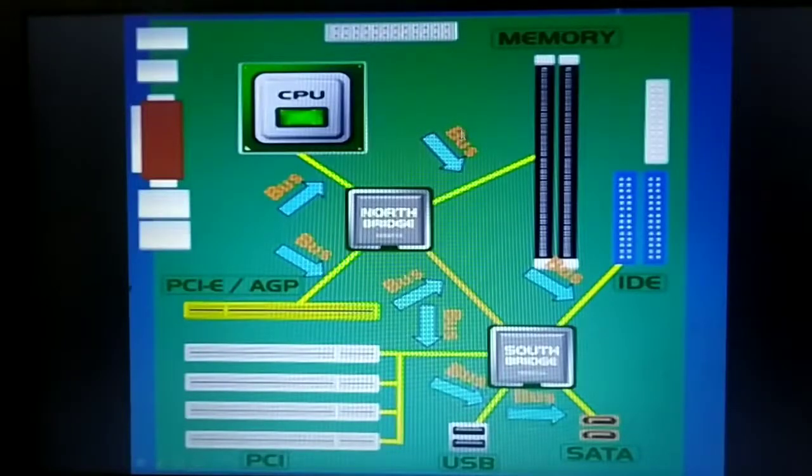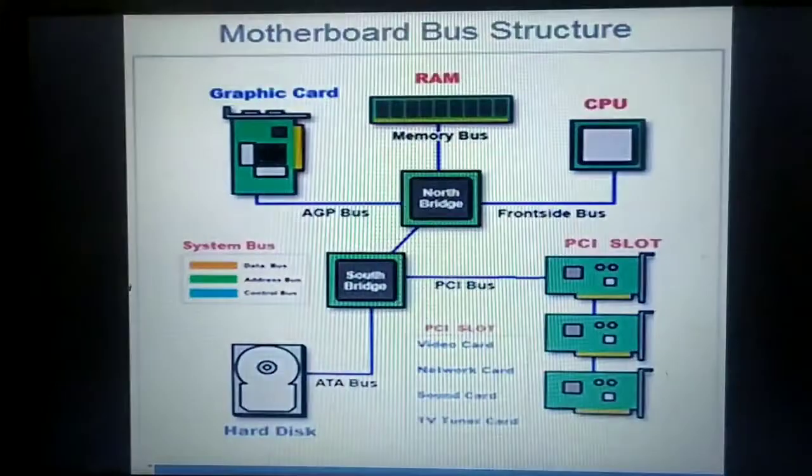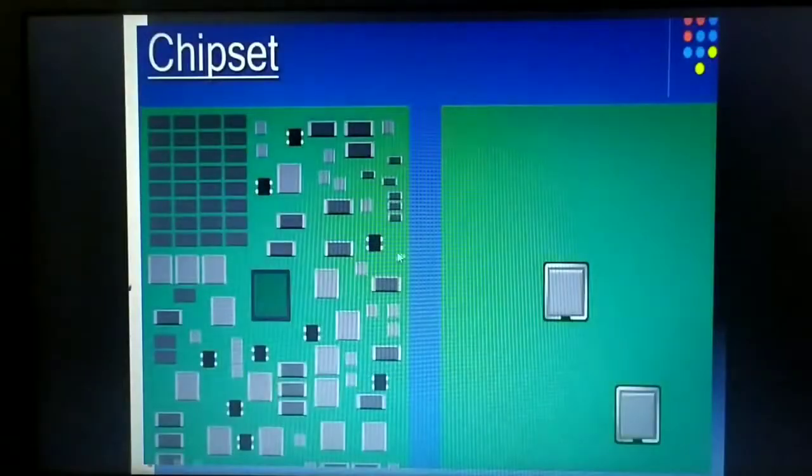And the CPU consists of a control unit. It consists of ALU for the processing, and a set of registers. Now we will move on to the very important one, that is the chipset. So I'll be discussing here. One of the most important components that we find on our motherboard is the chipset.